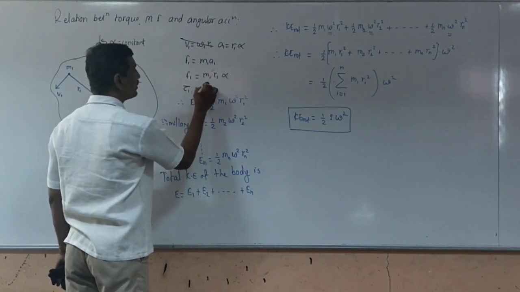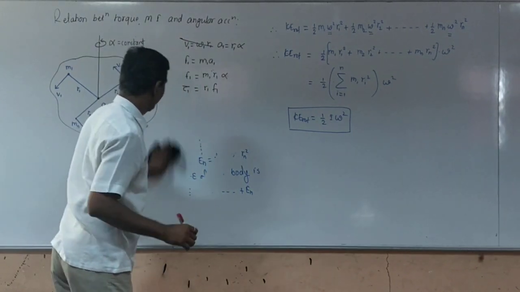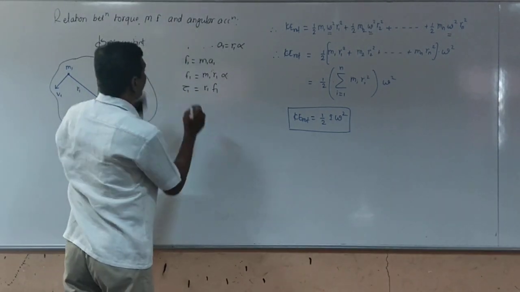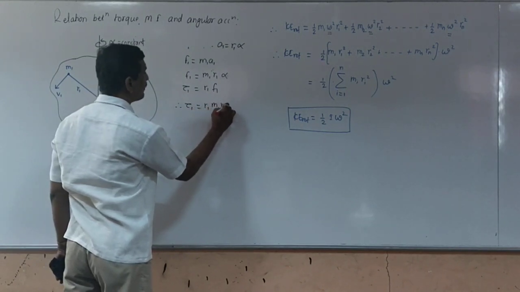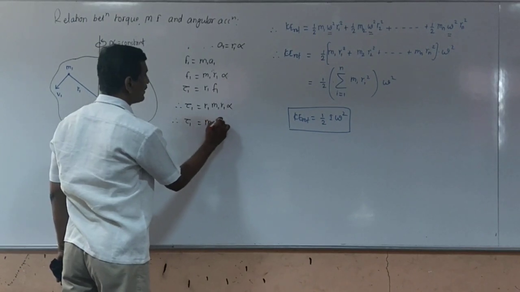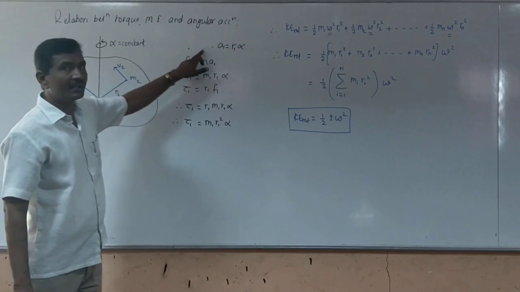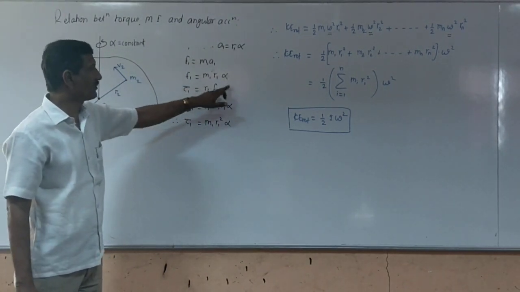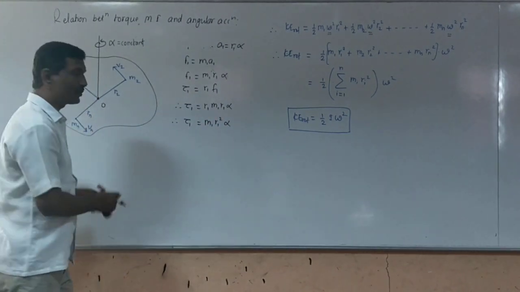Now τ1 = r1 F1. Therefore τ1 = r1 m1 r1 α. Hence τ1 = m1 r1² α. So once again, a1 = r1 α, F1 = m1 a1, hence F1 = m1 r1 α, τ1 = r1 F1, and hence τ1 = m1 r1² α.